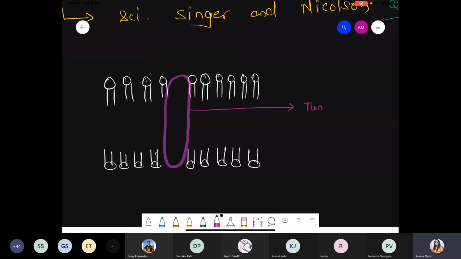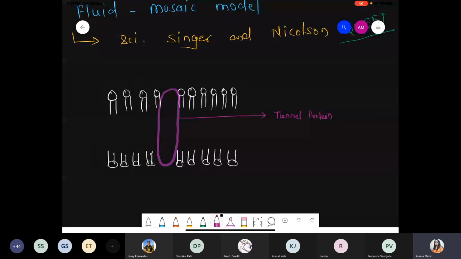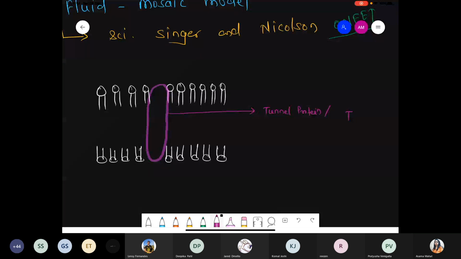Why are we using the word tunnel? Because you know very well, a tunnel can connect two regions. So when we talk about this tunnel protein, it can cross two layers, because the plasma membrane is a bilayer, with an outer layer and an inner layer. So they can cross the two layers. The tunnel protein is also called the transmembrane protein.